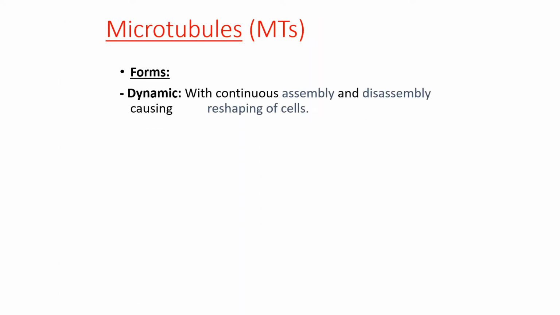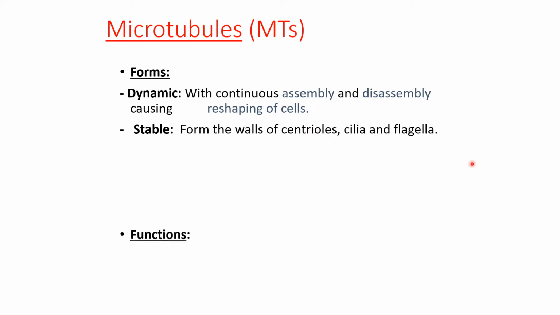Forms of microtubules, we have either dynamic with continuous assembly and disassembly, causing, for example, reshaping of the cell. What do I mean assembly and disassembly? Adding or removing the tubulin molecules. As we said, the diameter is constant, but the length depends upon the polymerization and depolymerization. Or stable. No polymerization or depolymerization occurs, as in the wall of the centriole, cilia, and the flagella.